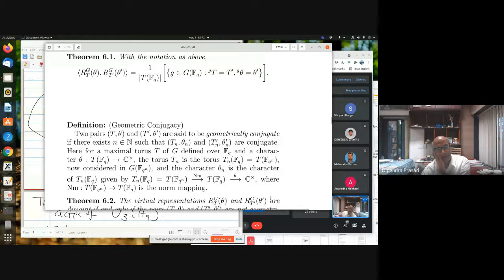So one way to keep in mind geometric conjugacy is that for GL2, I talked about two tori, split and non-split torus. If you look at the trivial character, then over a quadratic extension, the non-split torus also becomes split.